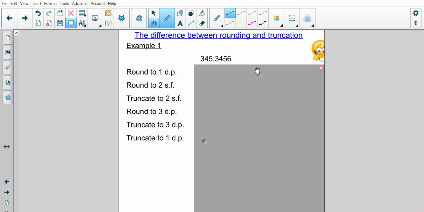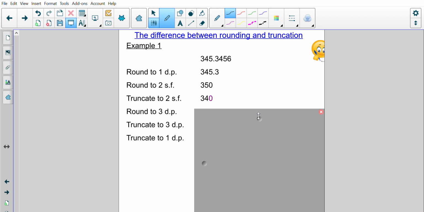So starting with 345.3456, if we rounded to one decimal place, we'd get 345.3. If we rounded to two significant figures, we would end up with 350. Truncating to two significant figures, however, we keep the first two significant figures, which are the 3 and the 4, and we don't round up, but we add the 0 to maintain place value, so we get 340.